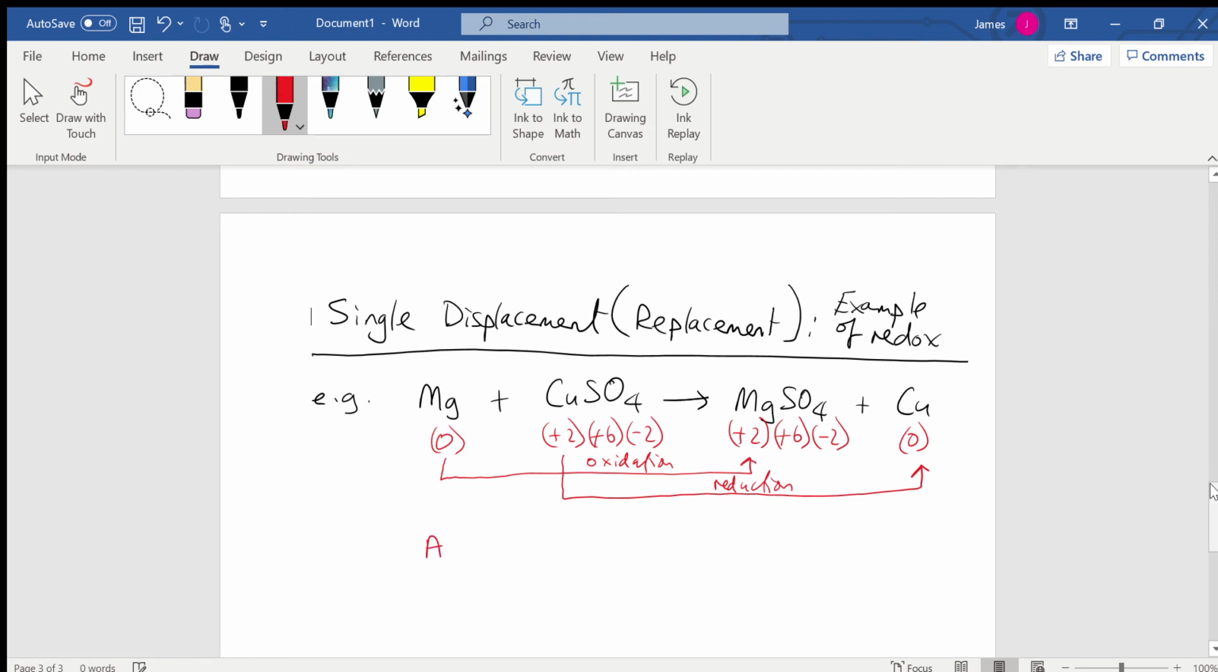So if you have A plus CD, A will interact with D, and then C tries to swap, but there's nobody waiting. So you get AD plus C. And that's what we have, right? So we had magnesium was A, magnesium interacted with D, well in this case D was SO4, so we got MgSO4. And then C, which in this case was copper, went to magnesium looking for a partner and magnesium had none, so we were left with copper as an element. So if you see this type of reaction, you'll know it's single displacement, and you'll know it will be a specific example of redox.